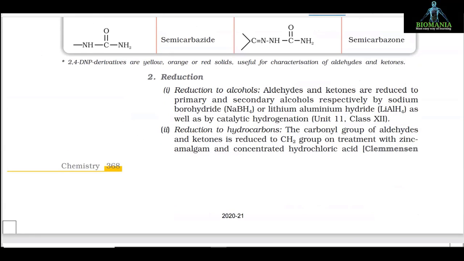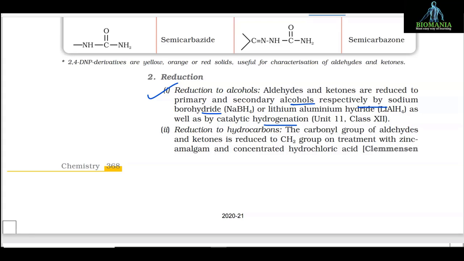Number 2, reduction. Reduction to alcohols. Aldehydes and ketones are reduced to primary and secondary alcohols respectively by sodium borohydride, that is NaBH4, or lithium aluminium hydride, that is LiAlH4, as well as catalytic hydrogenation. That is from unit 11, class 12.